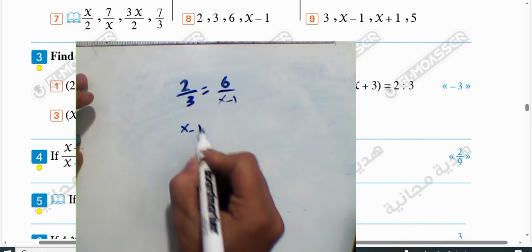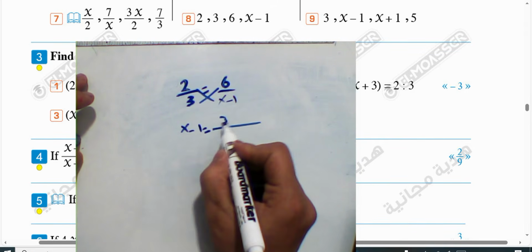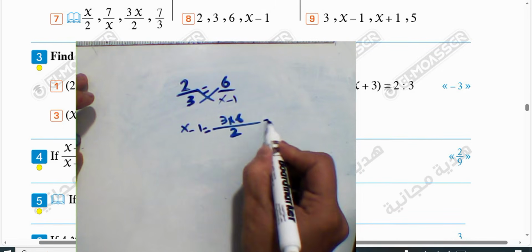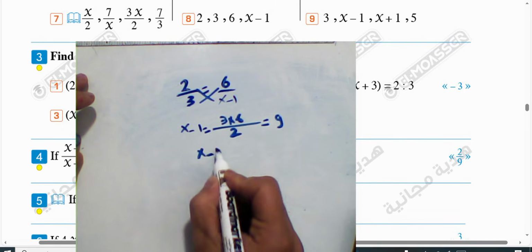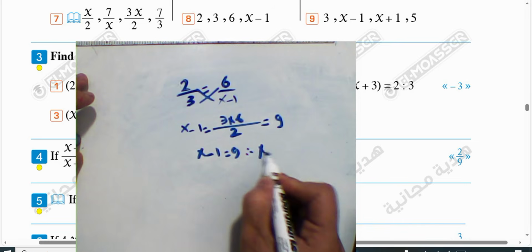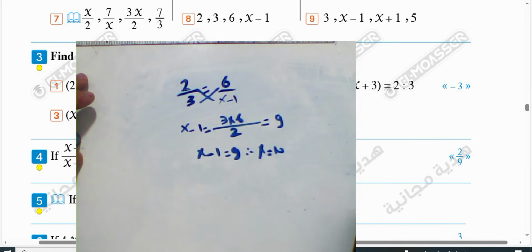Then x minus 1 equals 3 times 6 divided by 2. 18 divided by 2 is 9. Then x minus 1 equals 9. And the value of x will be 10 because 10 minus 1 is 9.